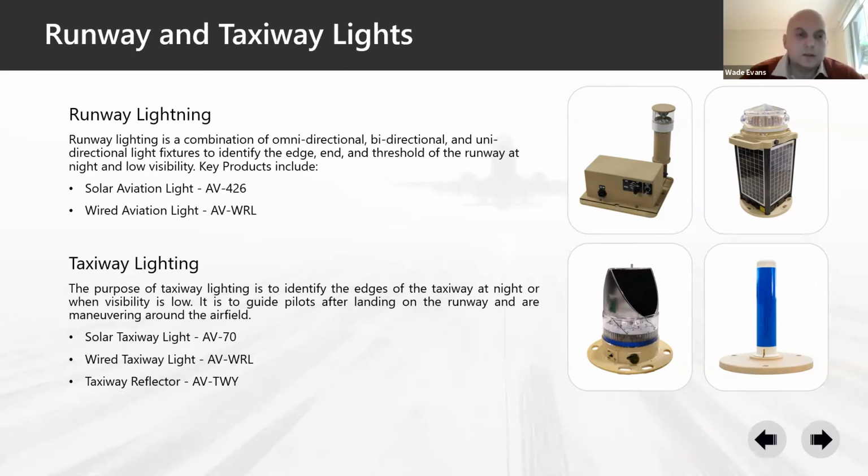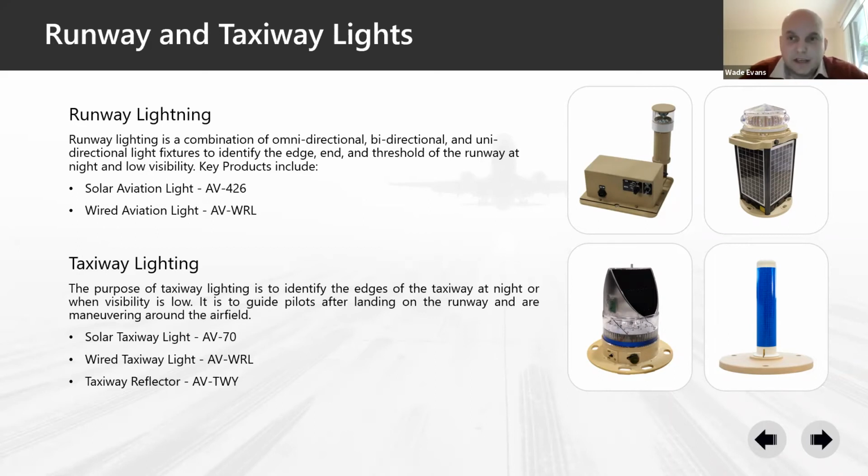From runway lighting, we then move on to taxiway lighting. So the bottom images are our taxiway fixtures. And taxiway lighting is really designed to map the edge of the taxiway at nighttime or low visibility requirements. It's really to guide pilots after landing. The three components of our taxiway lighting range for HMALS applications are the solar taxiway light, the AV70, the AV-WRL, which we mentioned before, and also the taxiway reflector.